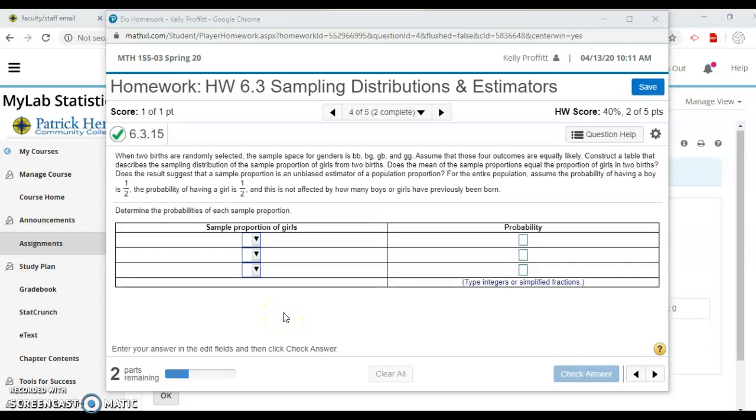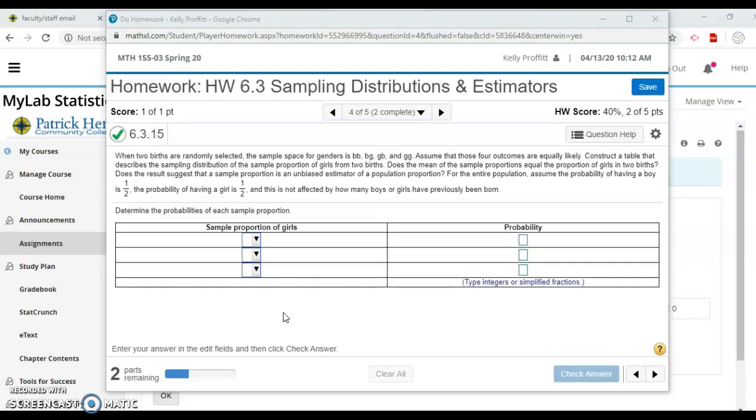Hey guys, I've had a question about section 6.3, homework problem number 4. It says when two births are randomly selected, the sample space for genders is a boy and a boy, a boy and a girl, a girl and a boy, and then a girl and a girl. Assuming that those 4 outcomes are equally likely, construct a table that describes the sampling distribution of the sample proportion of girls from 2 births.